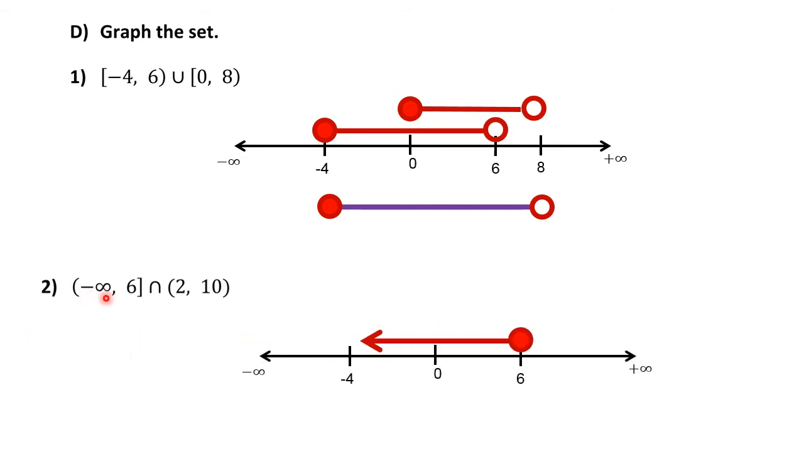Minus infinity to 6: draw a circle above 6 and color it and move towards minus infinity. 2 to 10: draw a circle above 2 and draw a circle above 10. Join these two circles and leave these circles blank. We have to find the common portion, which is from 2 to 6. 2 is open and 6 is closed.